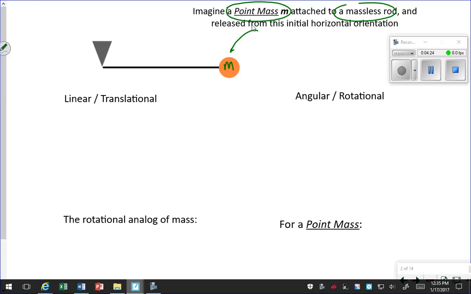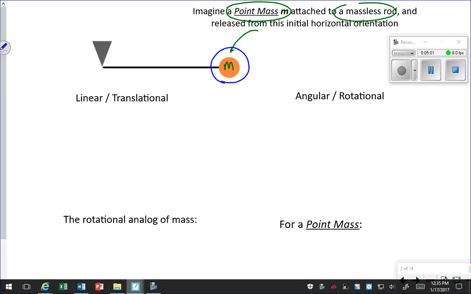So this system, and by system I mean the massless rod and the point mass, when we release it, does not have a linear or translational acceleration. If that were the case, then every part of the object would have to accelerate in the same direction. But this part doesn't accelerate at all. It doesn't move at all. But what we can talk about is the linear or translational acceleration of mass m.